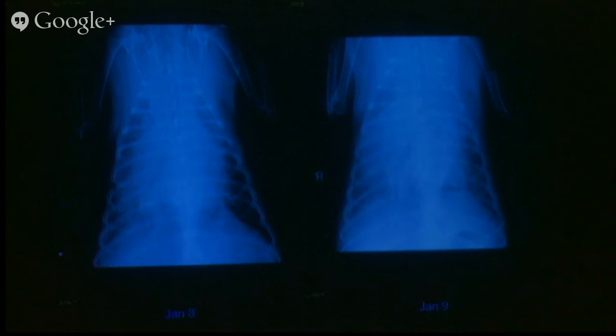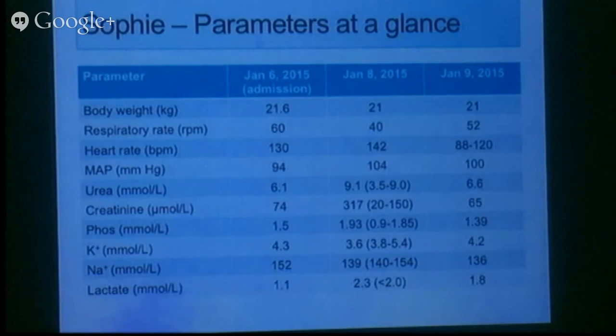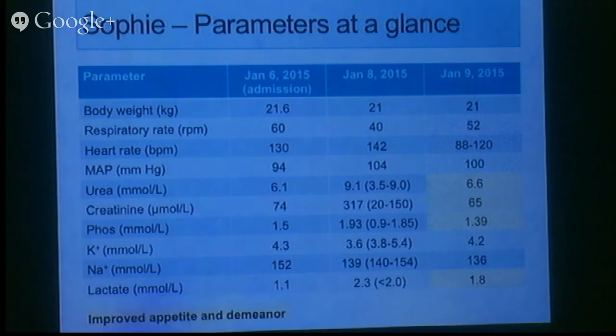But look what we did to her parameters. This is with only 24 hours of what we did. And yes, her resp rate climbed a bit. Her heart rate was still good. In fact, it was even better. She had a really nice calm heart rate. Her pressures, as I said, stayed wonderful despite being on a potent vasodilator. Her urea and creatinine and phosphorus and lactate normalized ridiculously within 24 hours. She had an improved demeanor and she was ravenous to eat.